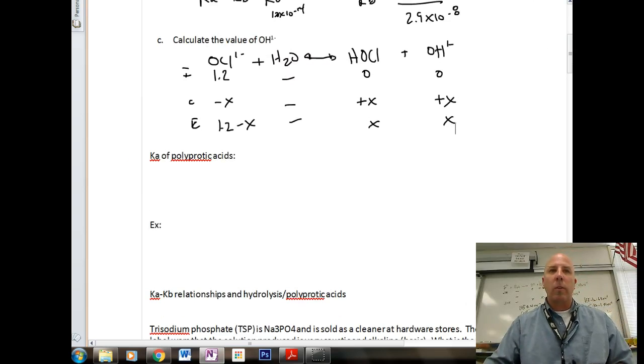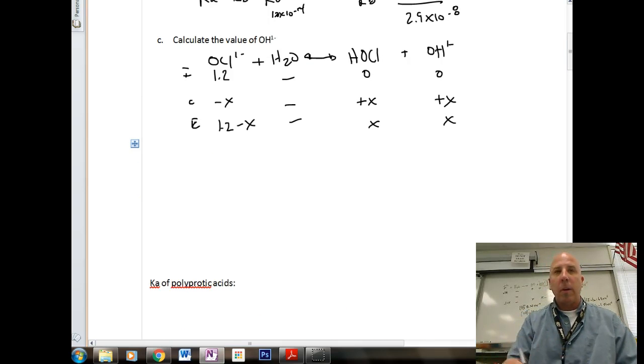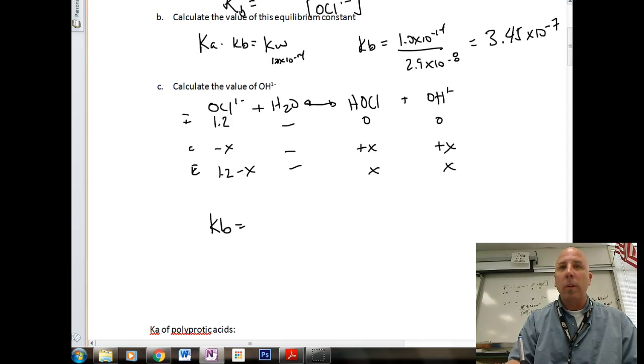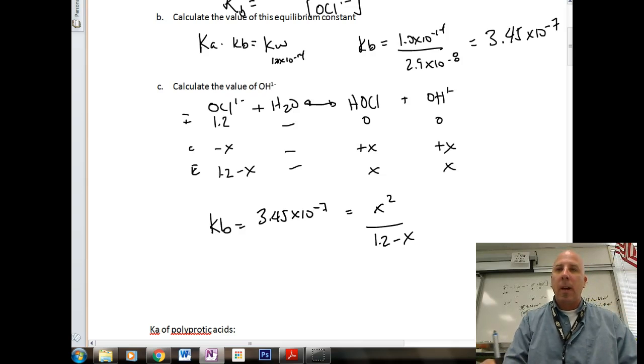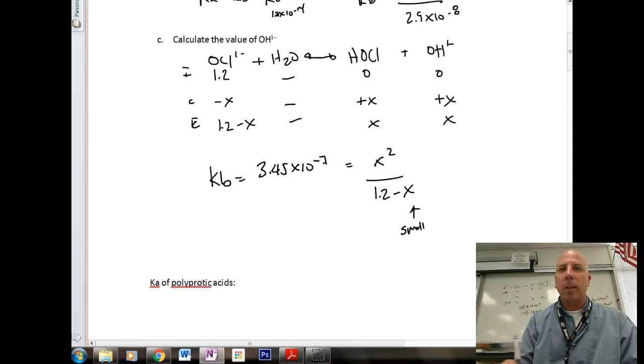Of course, we are going to set it equal to Kb, which we calculated the value of up above, which is 3.45 times 10 to the negative 7th, equal to x squared over 1.2 minus x. And we're going to solve for x, assuming this is a small value and less than 5%. We can double check that at the end, and then run a calculation on that.